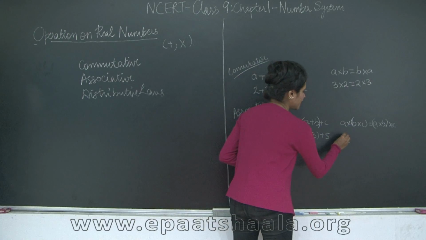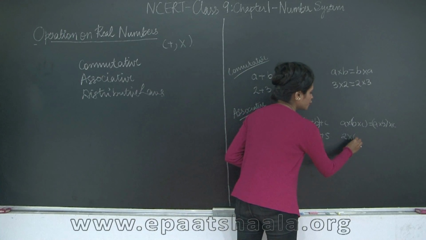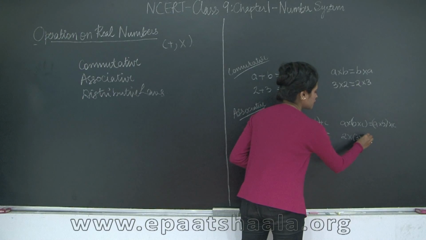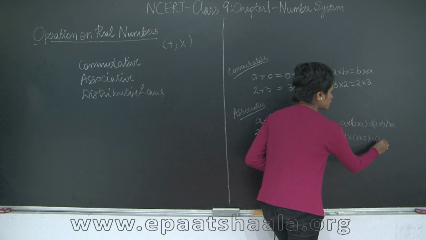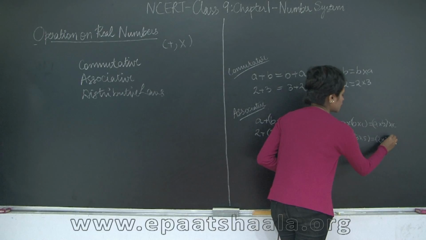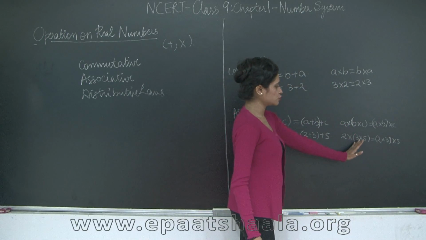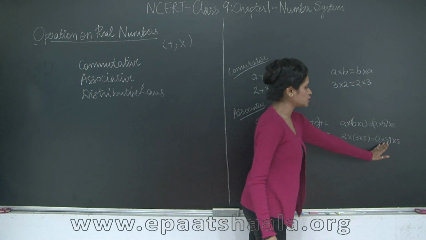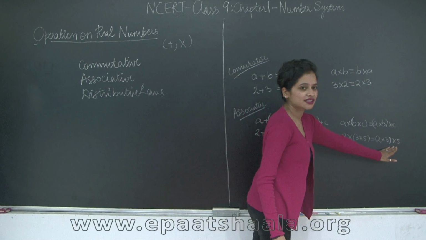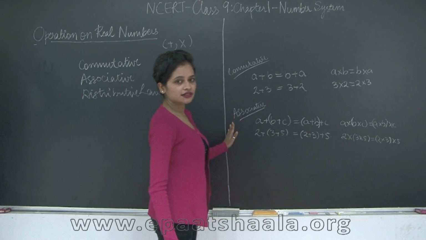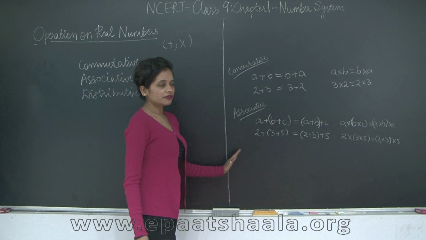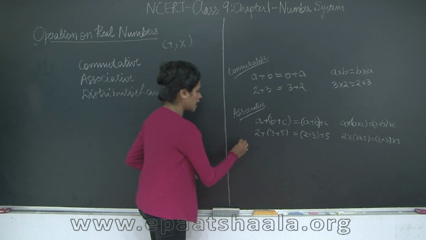Similarly, if I take 2 into 3 into 5, it is equal to 2 into 3 into 5. So, this is going to be 2 into 15, which is 30, and 2 into 3, which is 6, 6 5s are 30. So, associative law is applicable for your rational numbers. How about distributive?